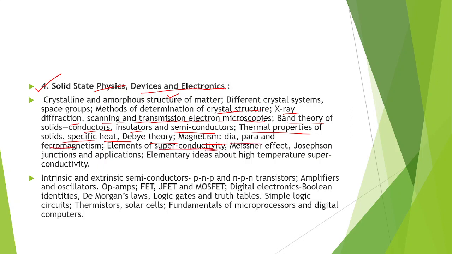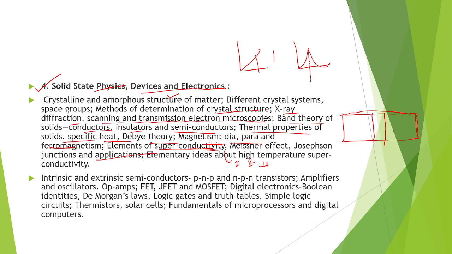Elements of superconductivity. Two types of superconductors we have, no? Type 1, type 2. Their graphs are like this, something like this. Leave it. Josephson junctions and applications. Our professor had taught this. We had a great professor, a very good professor. He taught the Josephson junction well. I still remember, read DC, AC. Elementary ideas about high temperature superconductivity.